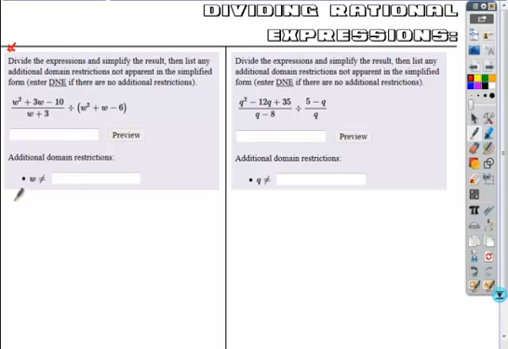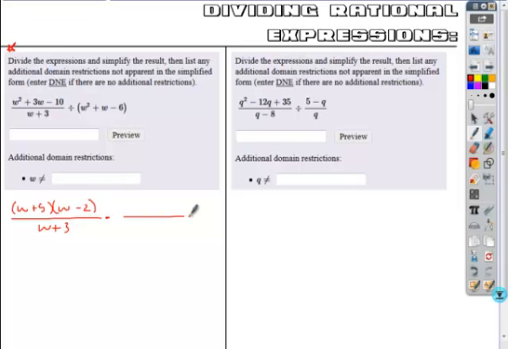When you're looking to simplify this, we need to factor everything. So my first fraction, my denominator is already written as a binomial. I can factor my numerator. The two factors of minus 10 whose sum is a positive 3: plus 5 and minus 2.